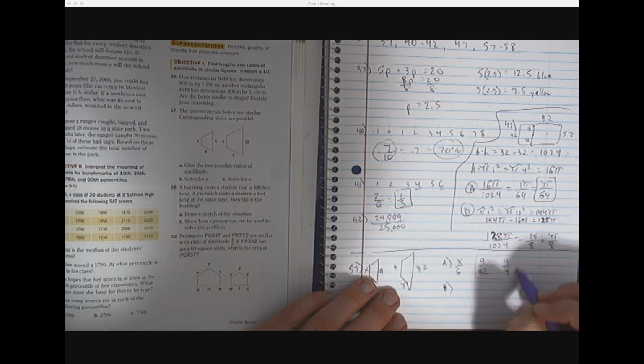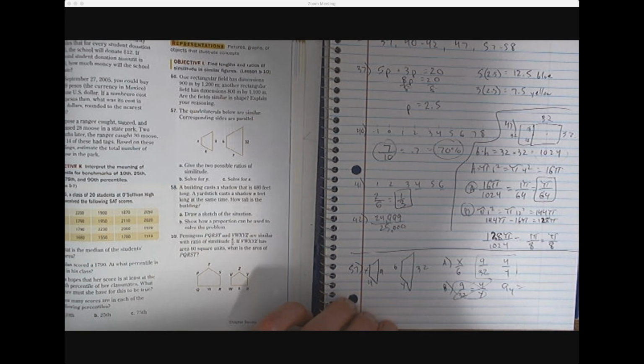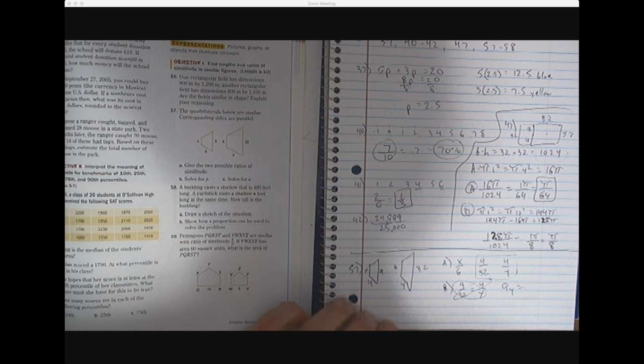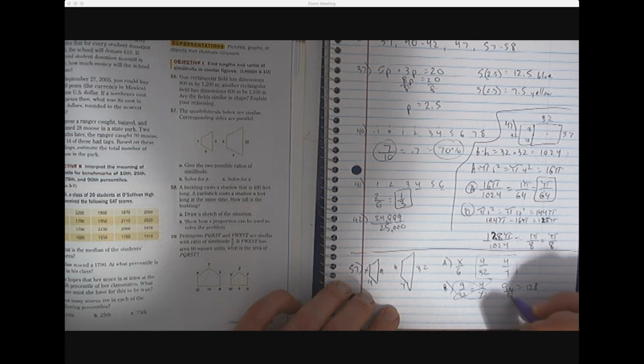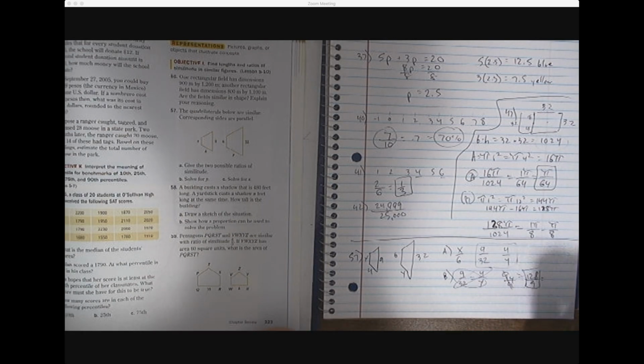So on letter B, they want us to solve for y. So I'm going to set this up right here, 9 over 32 equals 4 over y, and then I'm going to cross multiply. So I get 9y equals, I got to do 32 times 4, over 128, and then I divide by 9. And that gets me 14.2 repeated. So instead of writing 14.2 repeated, I'm just going to leave my answer here, because the y's cancel, as 128 over 9. And that's what you'll see on the answer key.